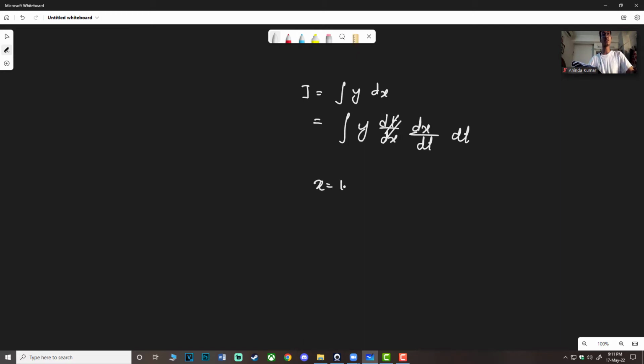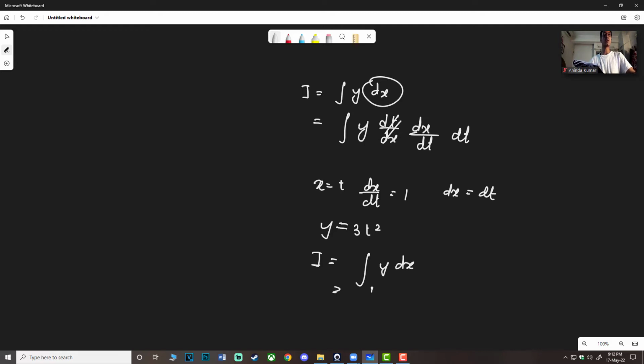We have x equal to t, so dx by dt equals 1, right? So we have dx equals dt. The purpose of this is to substitute the dx in our integration. And we have y equals 3t squared; we don't have to do anything with this. As for I, we integrate y with respect to dx, and y in our question is 3t squared, and dx is exactly dt in this simple example, but it won't be dt all the time, as we will see in the following example. Then we just integrate with respect to t.